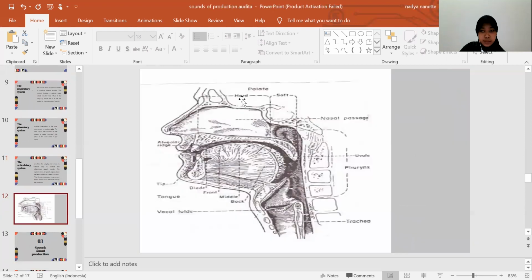And this is the hard palate, soft palate, nasal passages, uvula, larynx, vocal cord, tongue, lip.